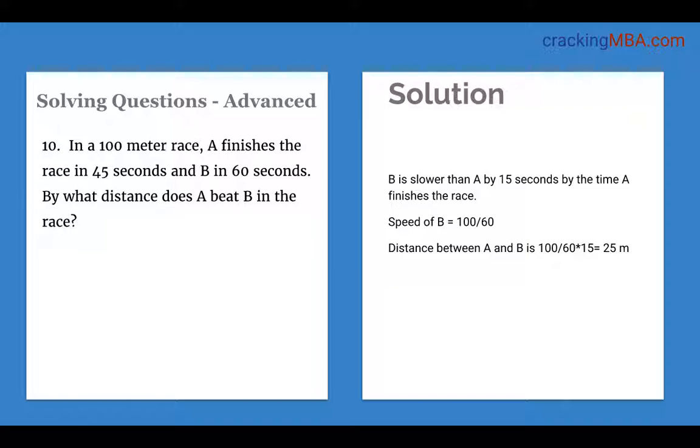Now the distance between A and B at the time A finishes the race is nothing but 100 by 60 into 15, because 15 is the gap between A and B at the time of A finishing the race, since B is slower than A by 15 seconds. So the total distance between A and B when A finishes the race is 25 meters. This is how we can apply the concept of relative speed.